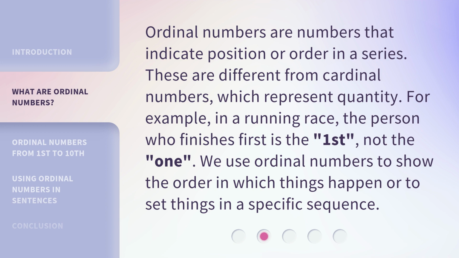Ordinal numbers are numbers that indicate position or order in a series. These are different from cardinal numbers, which represent quantity. For example, in a running race, the person who finishes first is the first, not the one. We use ordinal numbers to show the order in which things happen or to set things in a specific sequence.